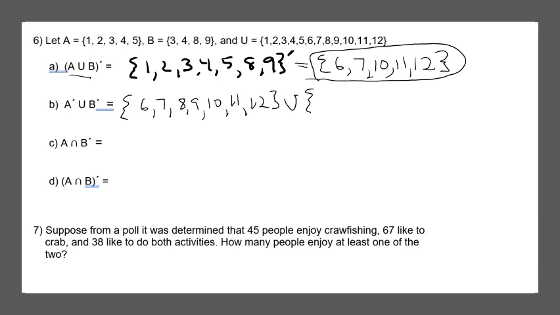What's missing from B? 1, 2. I got the 3, the 4. I'm missing the 5, 6, and 7. I got the 8 and 9. I'm missing 10, 11, 12.